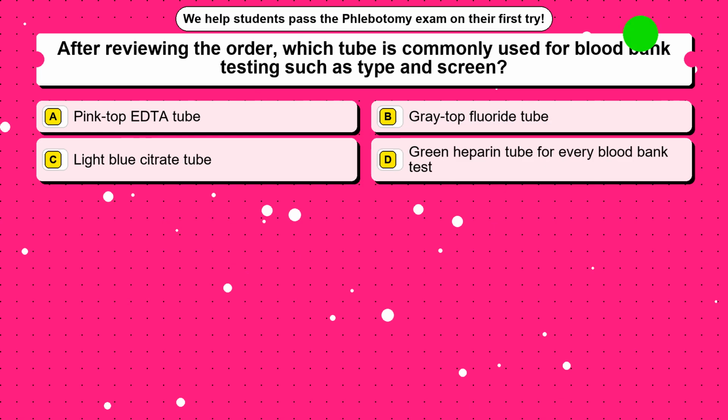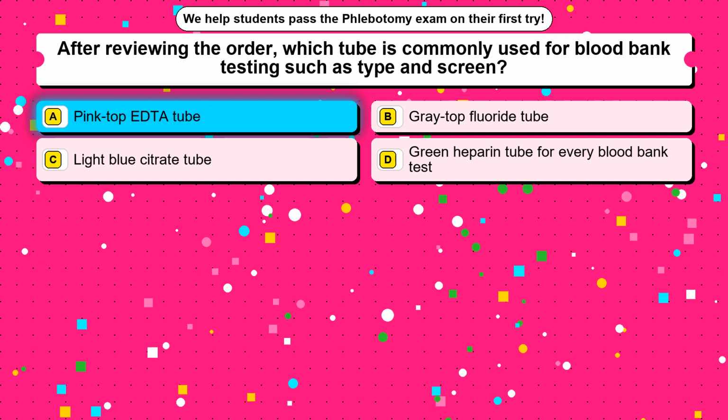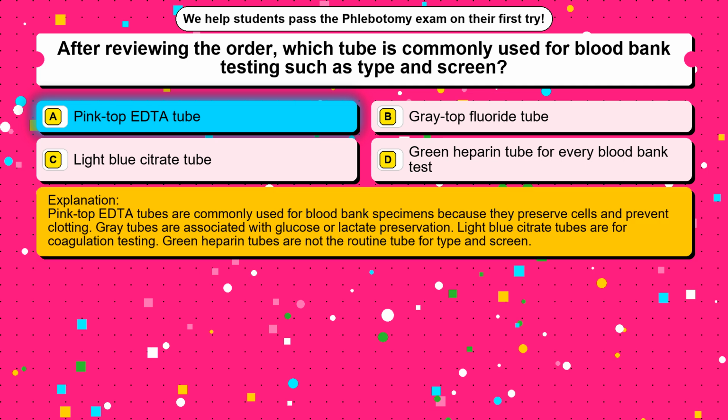Question 61. After reviewing the order, which tube is commonly used for blood bank testing such as type and screen? Option A, pink top EDTA tube. Option B, gray top fluoride tube. Option C, light blue citrate tube. Option D, green heparin tube for every blood bank test. The correct answer is option A. Pink top EDTA tube. Pink top EDTA tubes are commonly used for blood bank specimens because they preserve cells and prevent clotting.